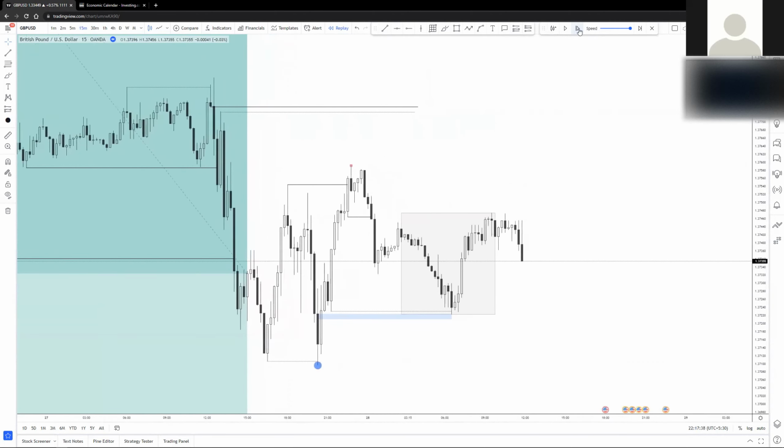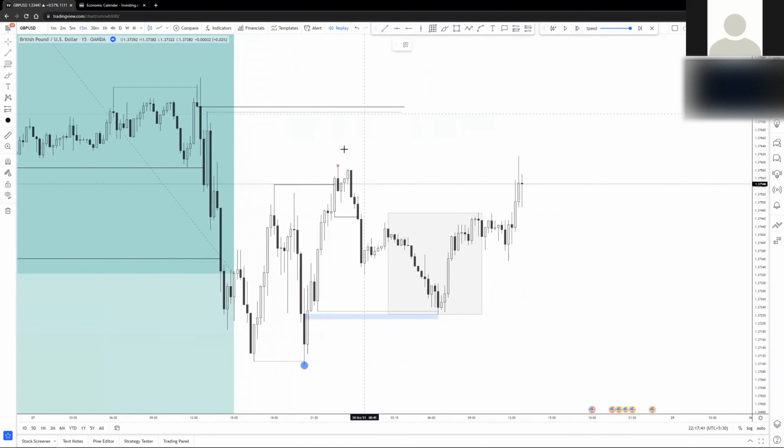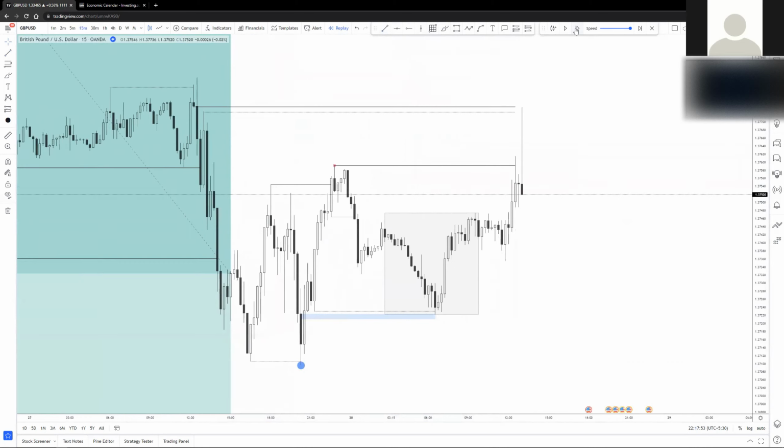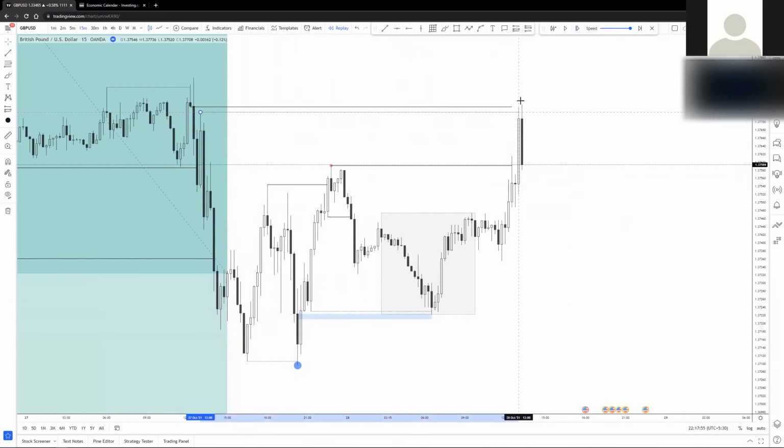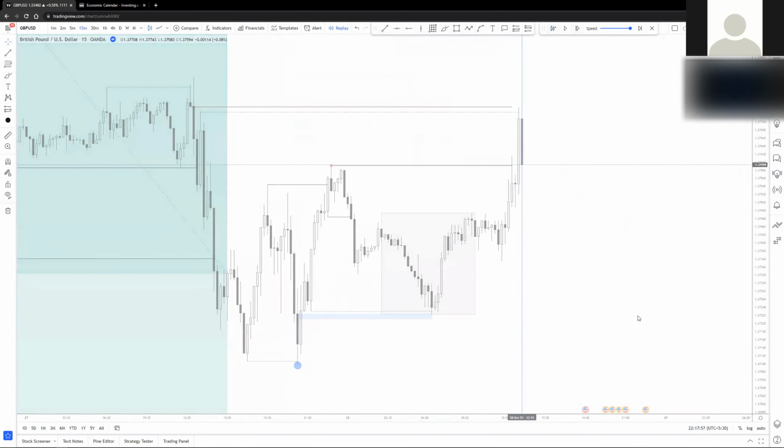Okay. And yeah, now London has opened. We have that. Okay, no, not yet. London opens at 12:30. That's my time. And what happened when London opened? Look at that. Okay, look at the move. Look at the quick move to the upside.